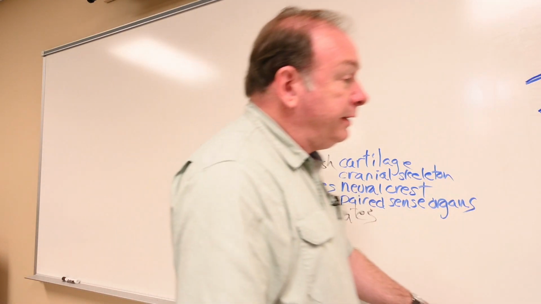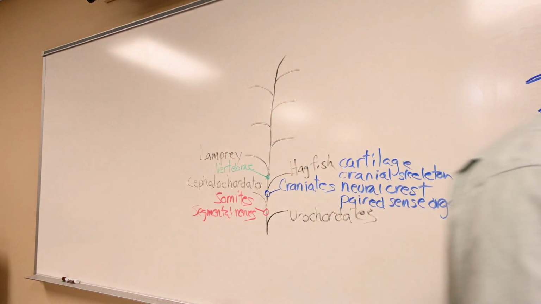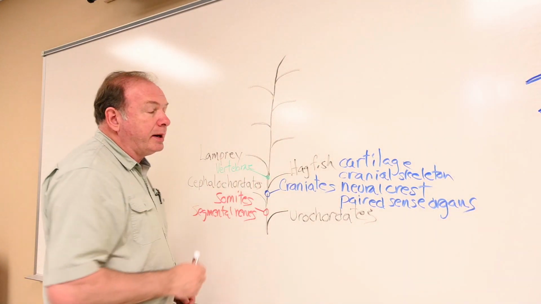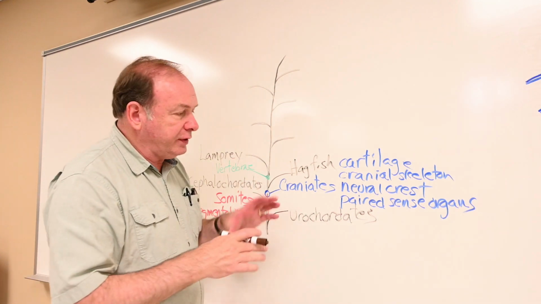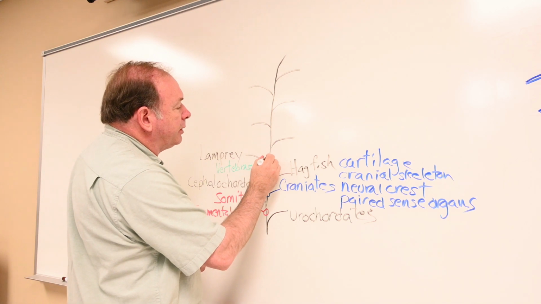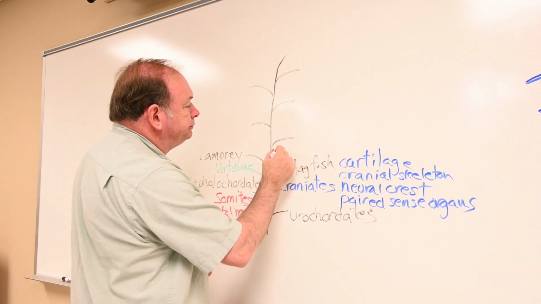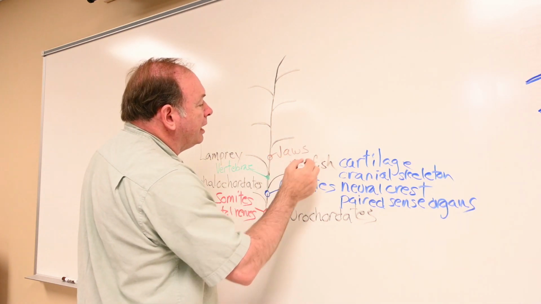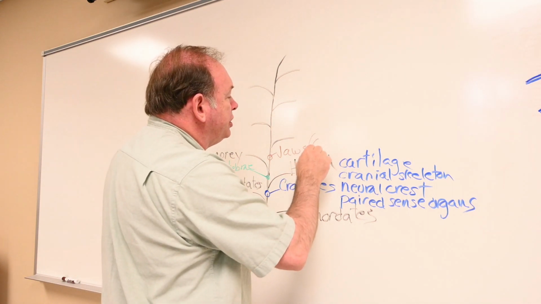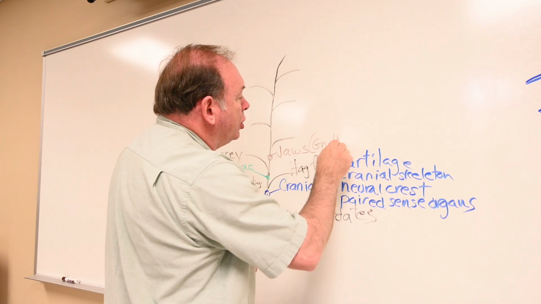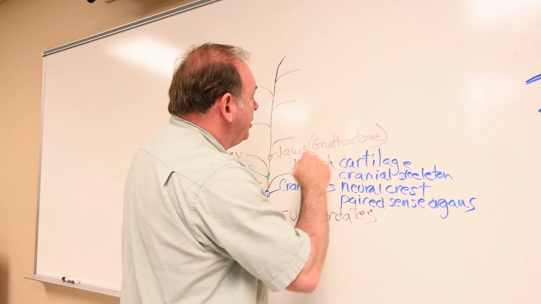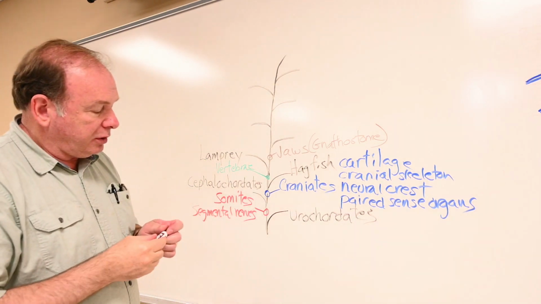Moving on beyond the lamprey up to the next group. Remember, our hagfish and our lamprey are both what we call jawless fishes. They don't have jaws, so we need to put jaws in there. So right here we're going to put jaws. Anything that has jaws is considered a gnathostome. Gnathostome just means jawed mouth, the gnathostomes here.